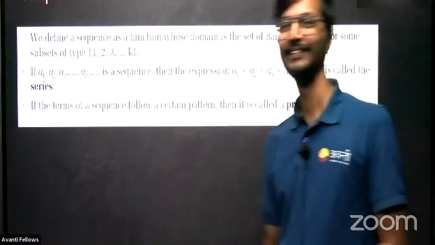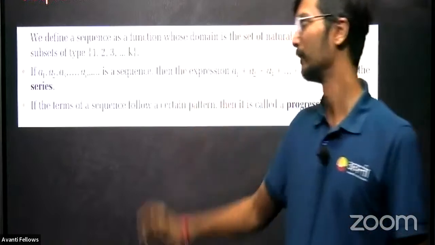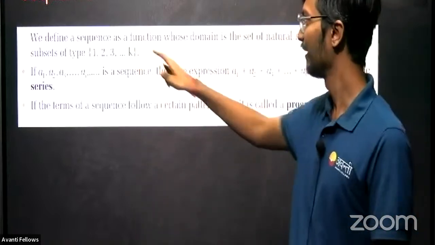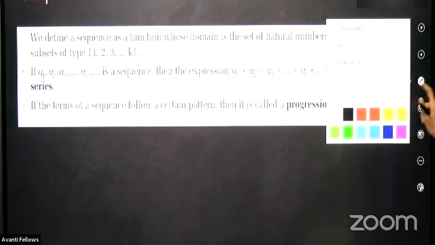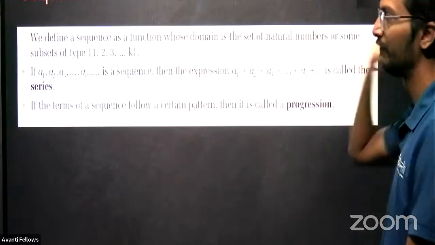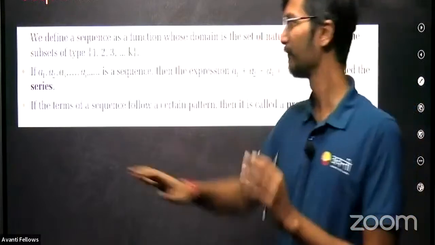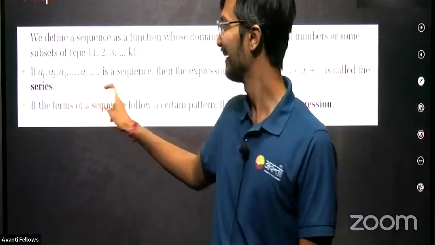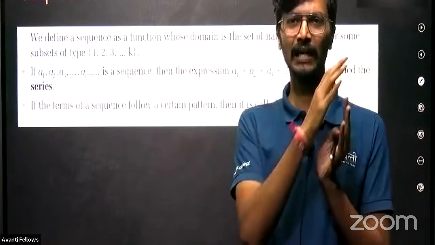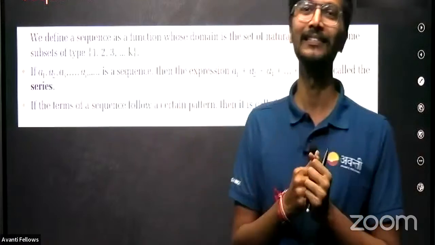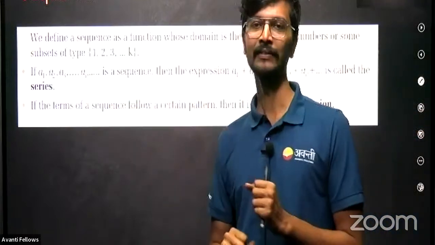So let's see the theory, what is meant by sequence and what is meant by series. As you can see, we define a sequence as a function whose domain is a set of natural numbers. So that means if A1, A2, A3, An is a sequence, basically any numbers which are written with commas in between is known as a sequence. And if we add those numbers, then it is called a series.